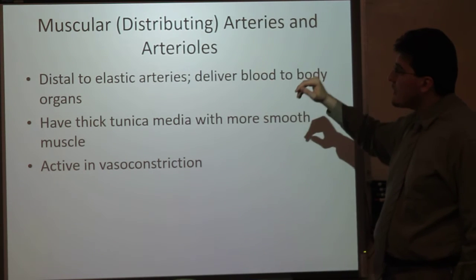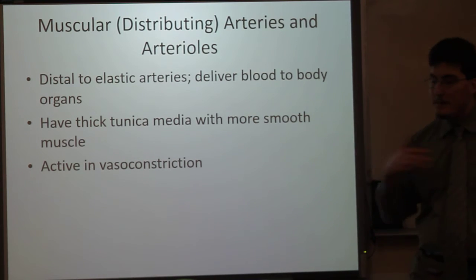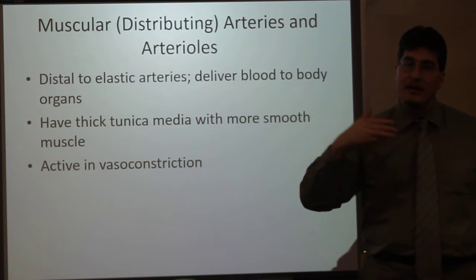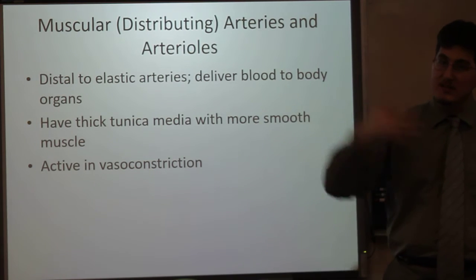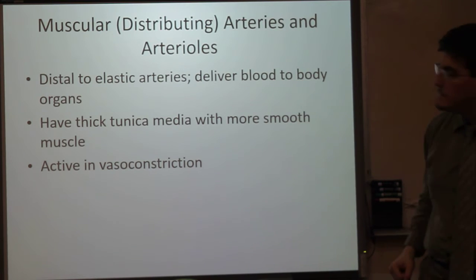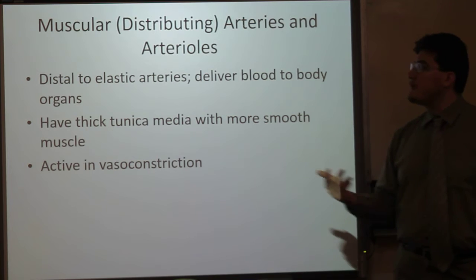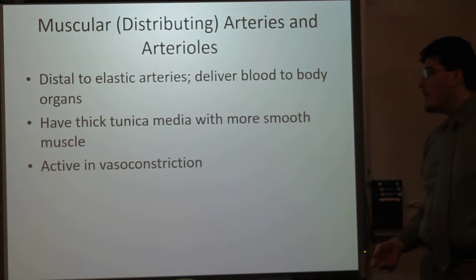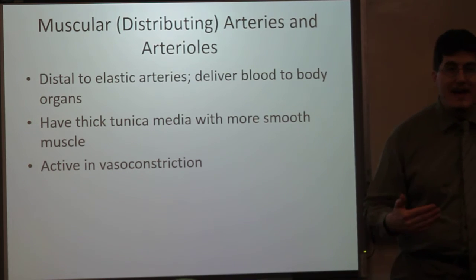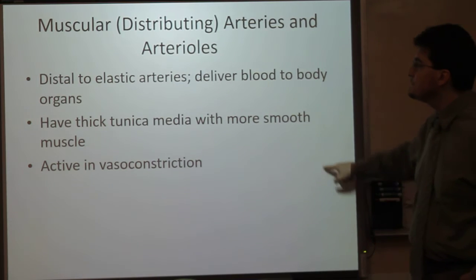We have muscular arteries and arterioles. They are distal to the elastic arteries, and by the way, proximal means closer to, and distal means farther from. Proximate, proximal, approximate, close to. Distal, distance, farther from. So, distal to elastic arteries, they will deliver blood to body organs. They will have a thick tunica media with more smooth muscle. They are very active in vasoconstriction. They will constrict the vessel.